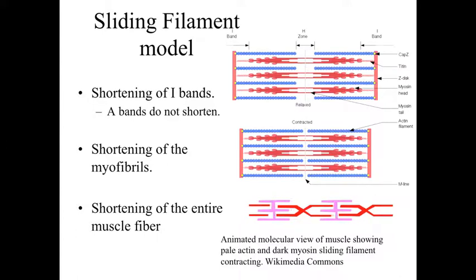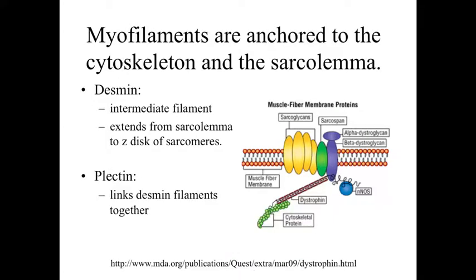But then, when we do that, we're going to cause a shortening of the myofibrils. And if we shorten the sarcomere, we shorten the myofibrils, we're going to shorten this entire filament, and we're going to cause the entire muscle cell to shorten. And so we're going to have contraction, which is going to be occurring along the length of this muscle cell.